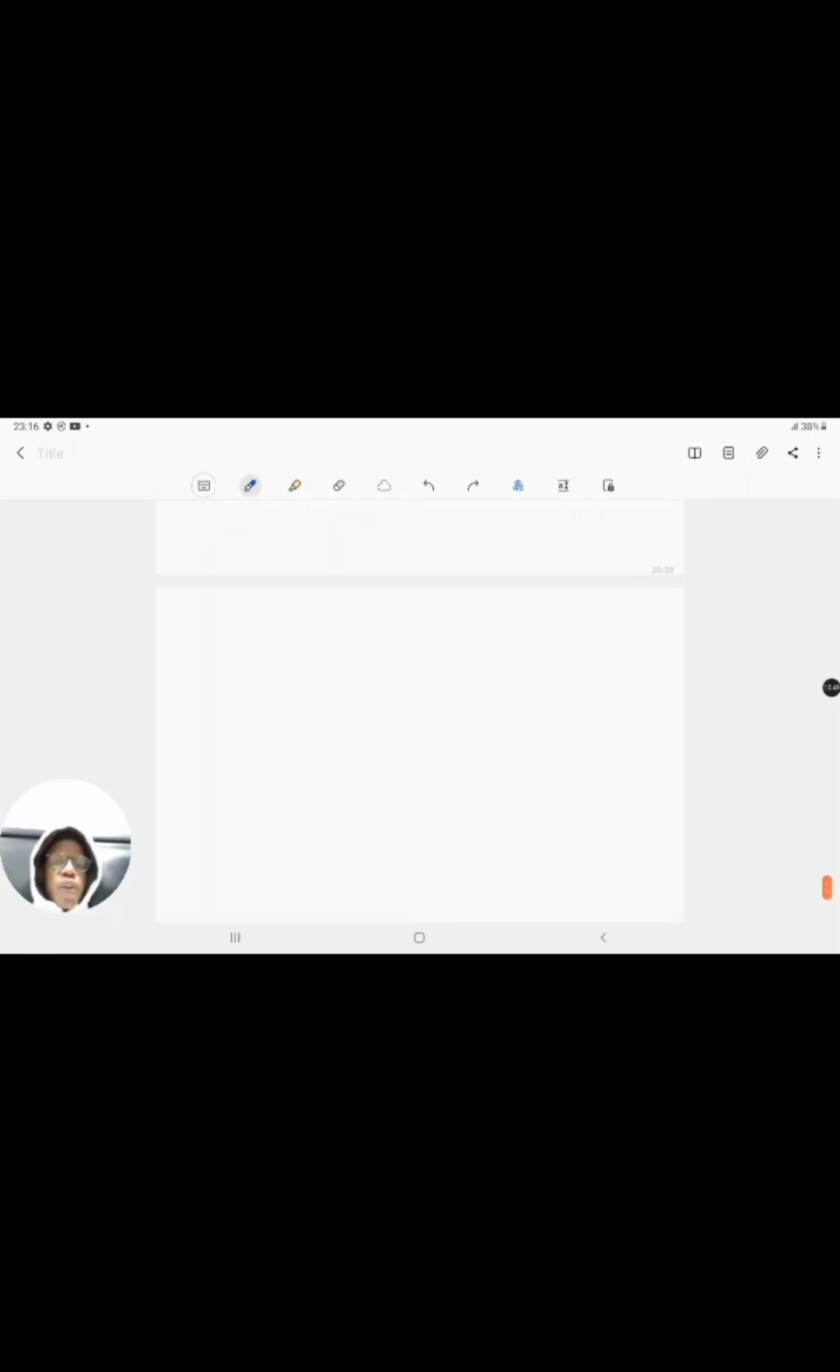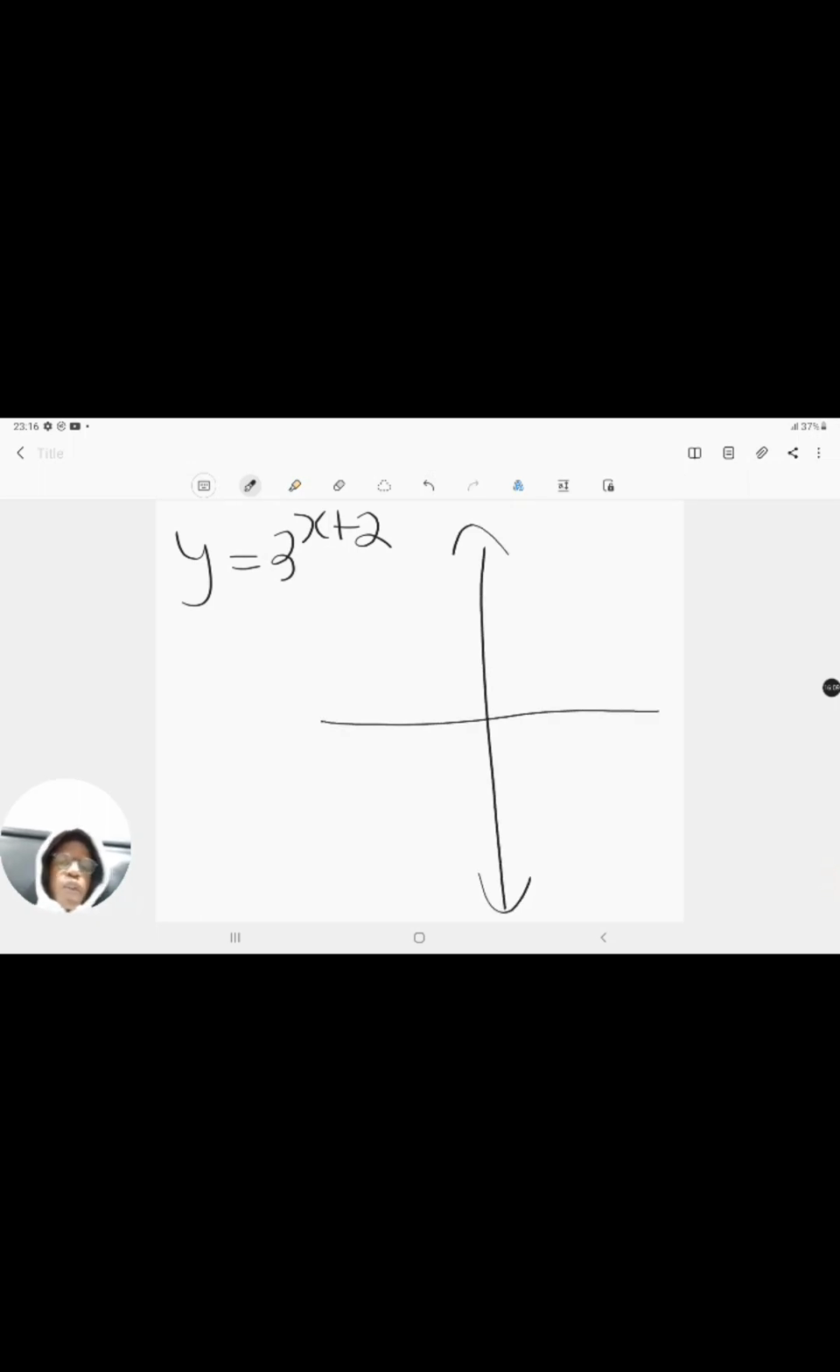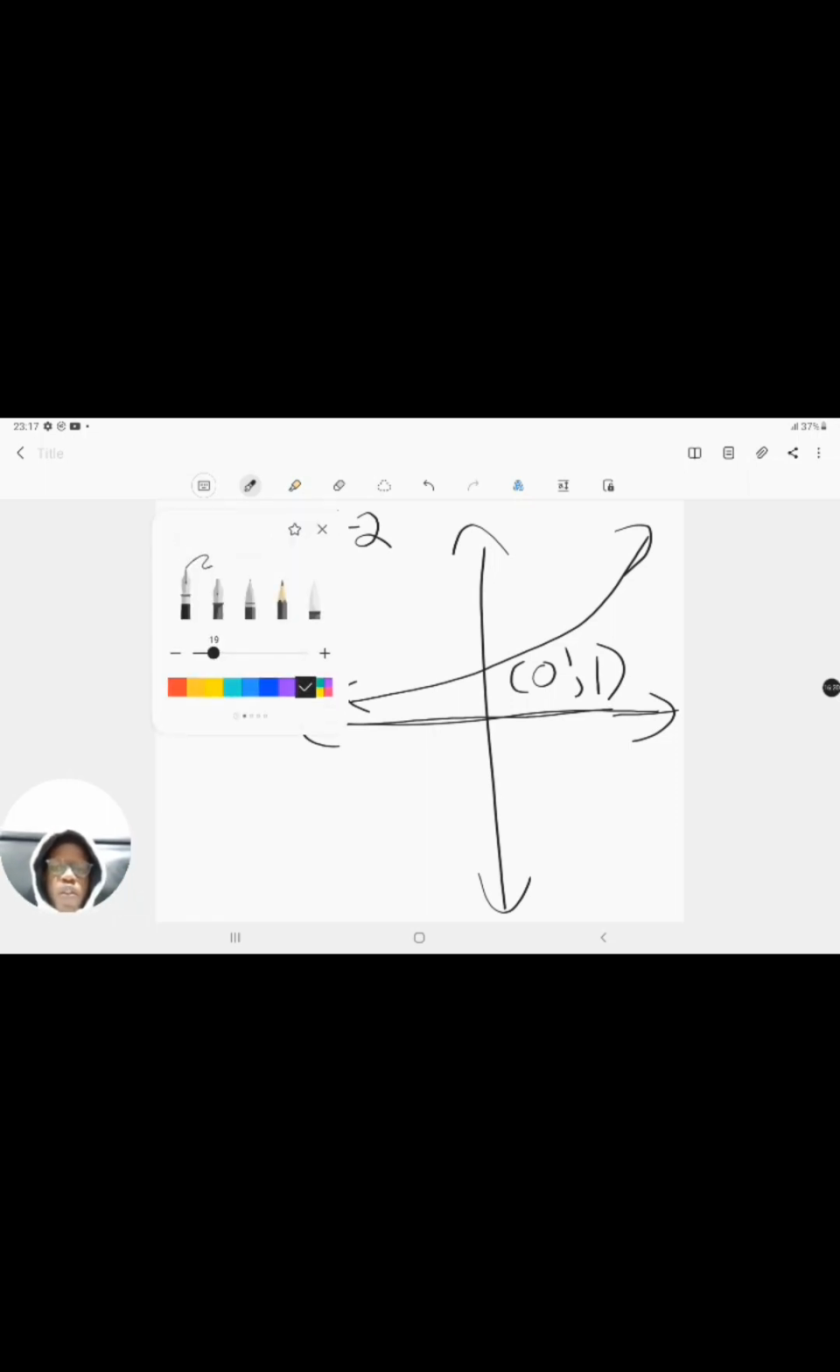Let's use examples. Let's say you've got y is equal to 3 to the power of x plus 2. The original portion of that graph is 3 to the power of x, and you know how to sketch 3 to the power of x, even if you sketch it very quickly. It's going to look like that. Your horizontal asymptote is on your x-axis, and your y-intercept is 0 and 1. Now what happens with the addition of the plus 2 there?